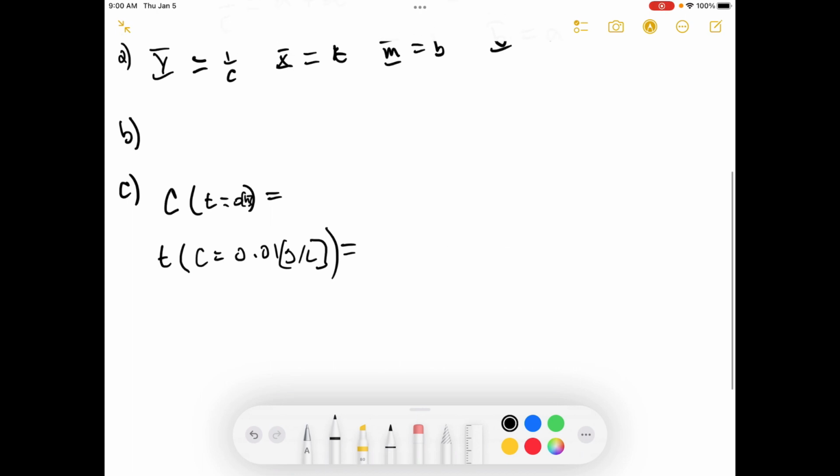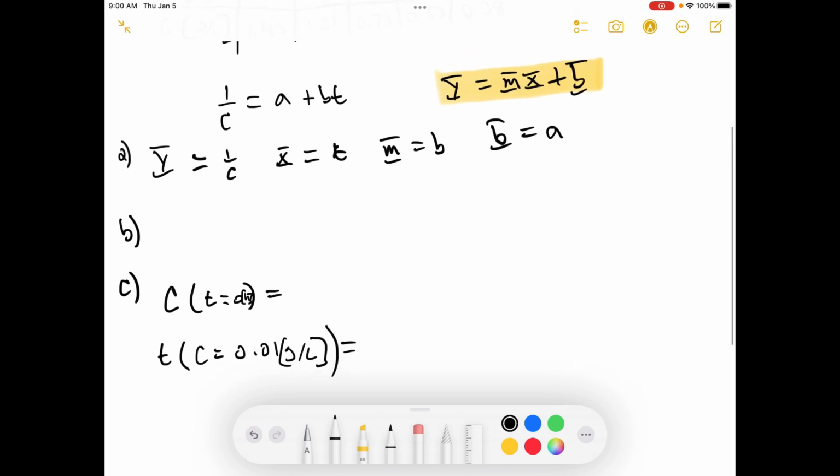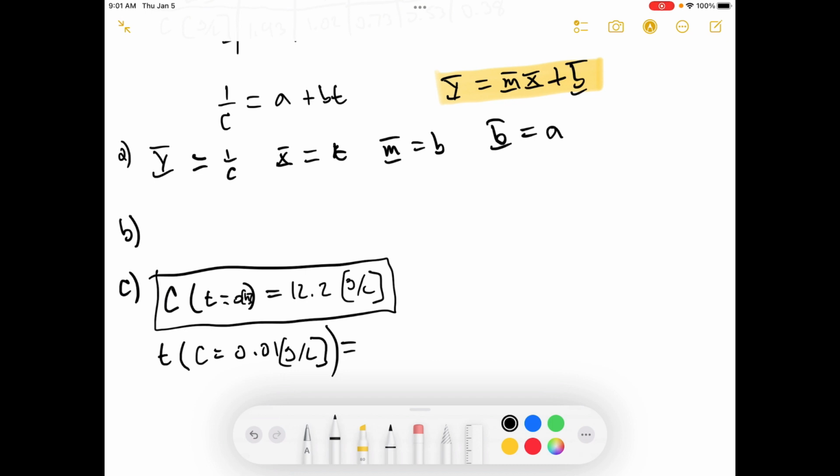So that's what we want to know. The first one's pretty easy. We just plug T equals 0 into our model. So we'll just put 12.2 about grams per liter. So that we just plug right into the model.